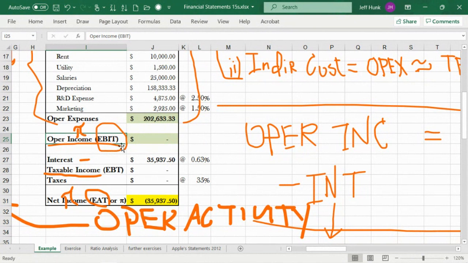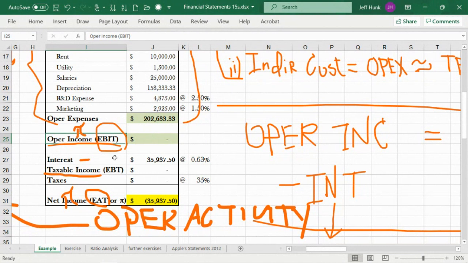What should come next? Of course, interest must come next. Interest, because it says, before paying interest and taxes. Interest must come next. Why do you have to pay interest then? That means if you pay interest, that means you have debt.